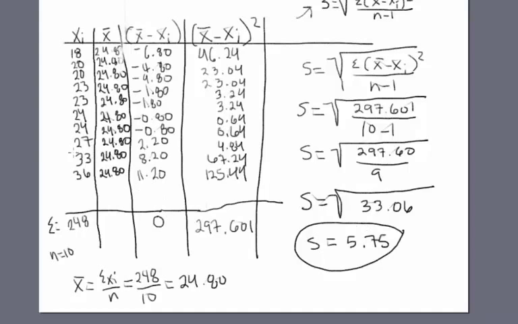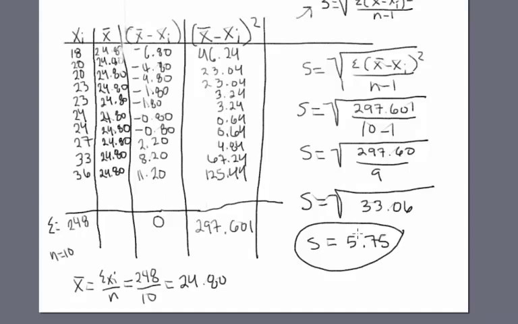So if these were seconds, this would represent 5.75 seconds. If this were pounds, if these scores were pounds, this would represent 5.75 pounds. If, let's say, for example, this was dollars, this would represent $5.75. So the good thing about standard deviation is that it's interpretable in terms of the unit of measurement in which it came from.